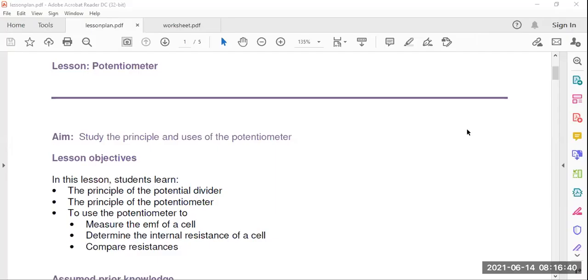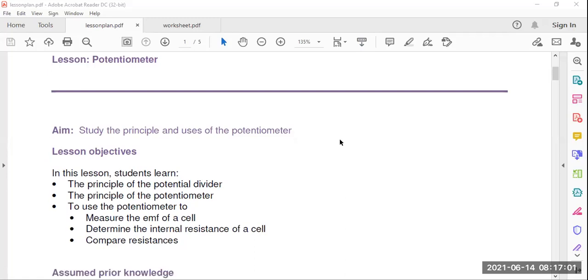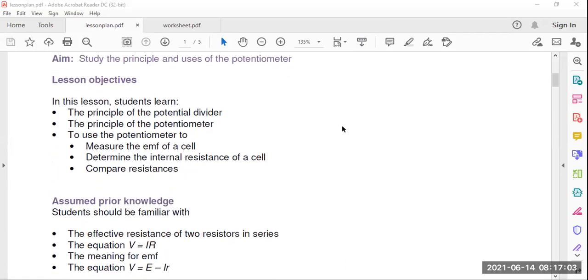So today, what we will learn is the potentiometer. Ladies and gentlemen, the aim of the study today is to study the principle and use of the potentiometer. Lesson objective. In this lesson, students learn the principle of the potential divider.